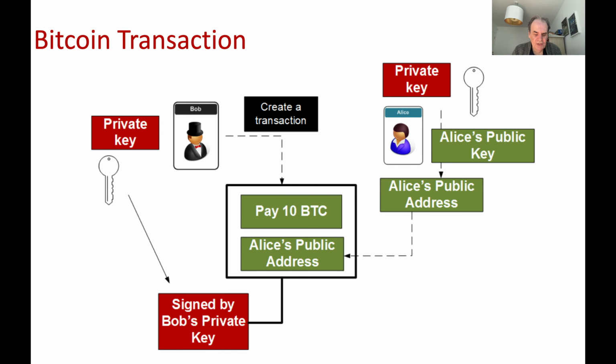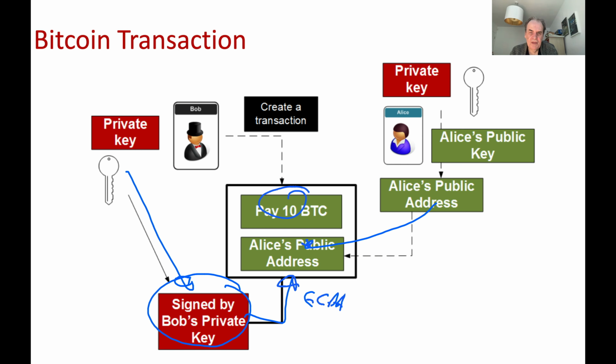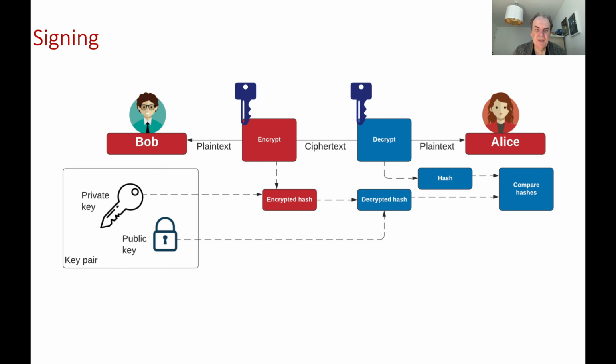So with a Bitcoin transaction, Bob will get Alice's public address, add on the transaction, then with his private key, he will sign the transaction with an ECDSA signature to be able to prove that he signed off the transaction. Anyone with Bob's associated public key will be able to prove that transaction.